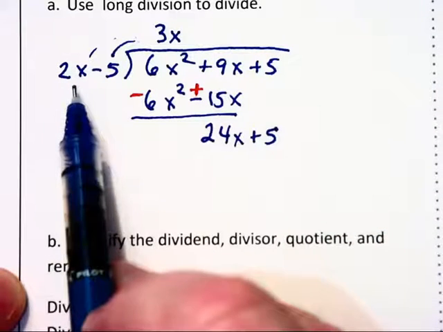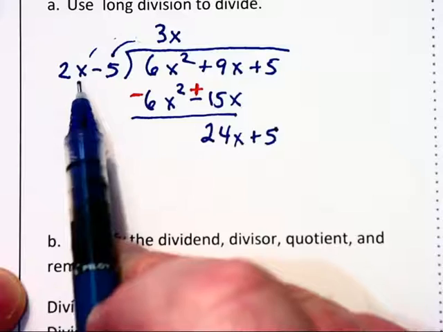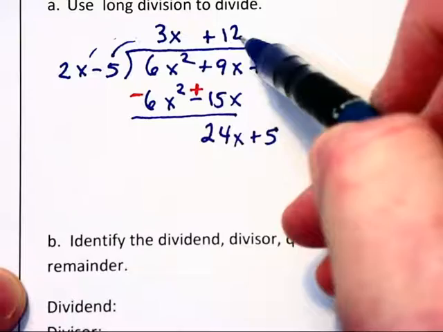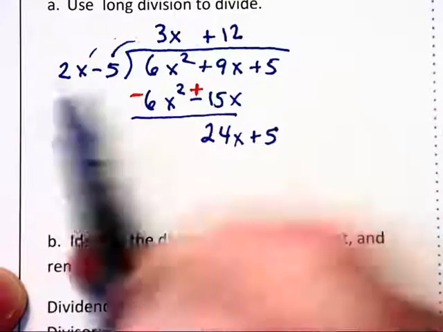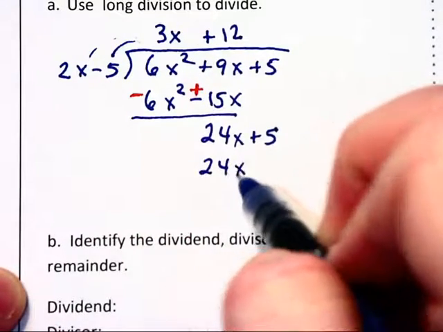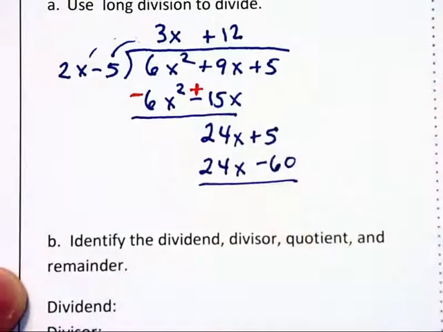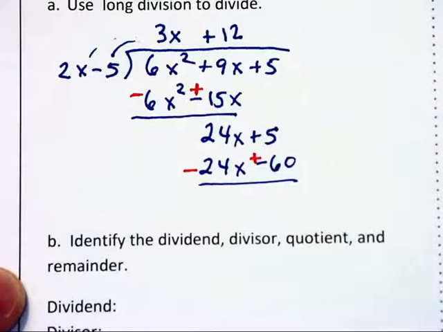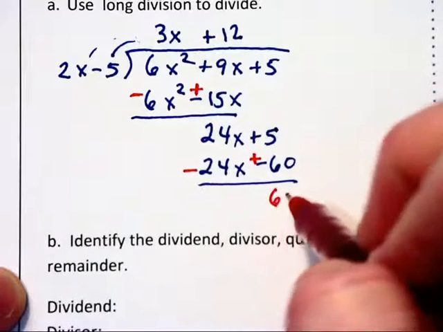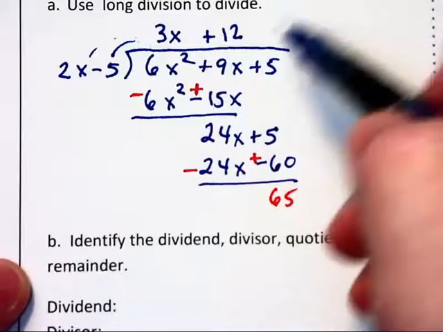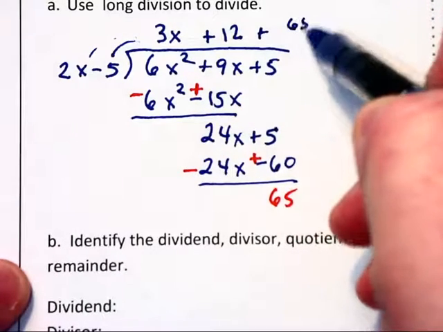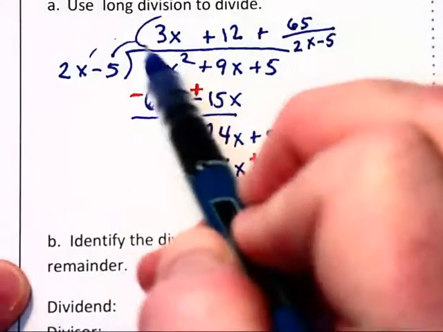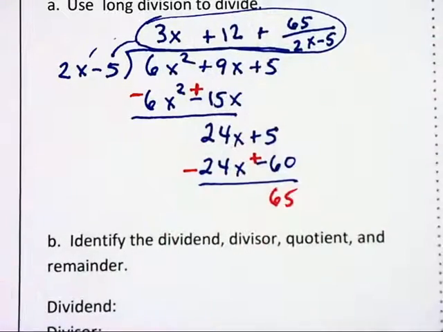Now we look at the 2x only and the 24x only. 2x times what gives us 24x? And the answer is plus 12. We then multiply that 12 on top by both terms on the side to get 24x minus 60. We then subtract or add the opposite, and we are going to get a remainder of 65. Now we don't write R65, we write plus 65 over the divisor, 2x minus 5. So this up top is our quotient and remainder.